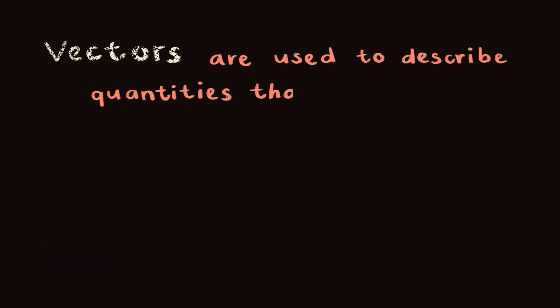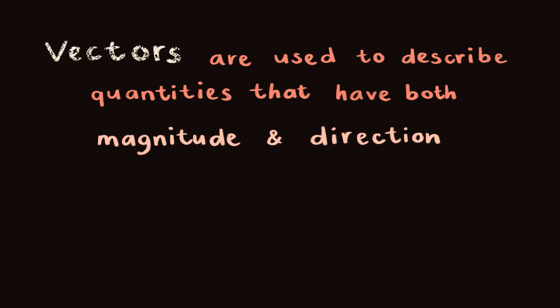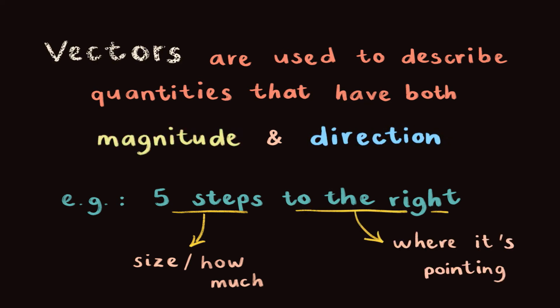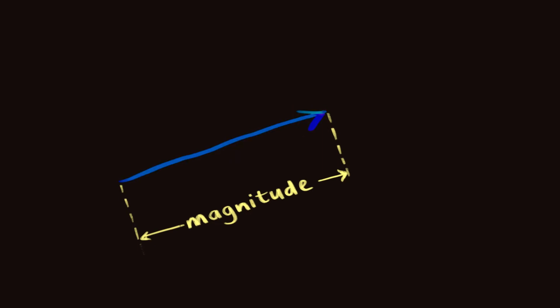So, vector is used whenever we need to describe a quantity that has both magnitude and direction. The magnitude gives us the size of the quantity, and the direction tells us where it's pointing. To visualize our vectors, we'll be drawing them as arrows. The magnitude of a vector will be expressed by the length of the arrow, and the direction will be indicated by the arrowhead.